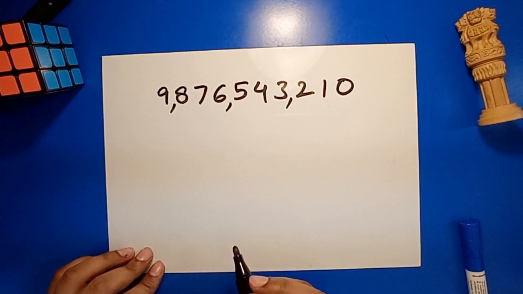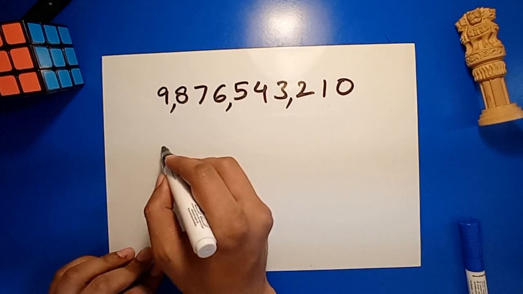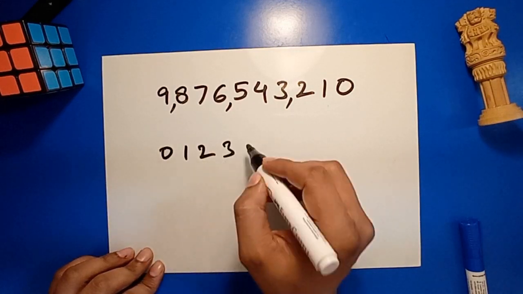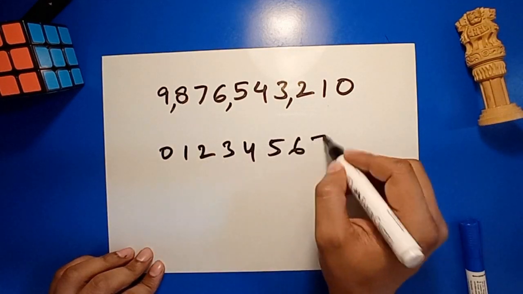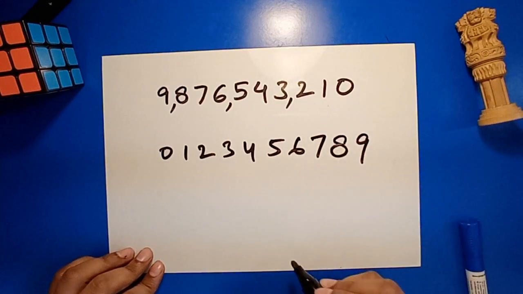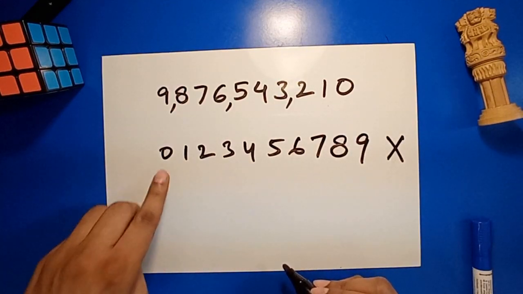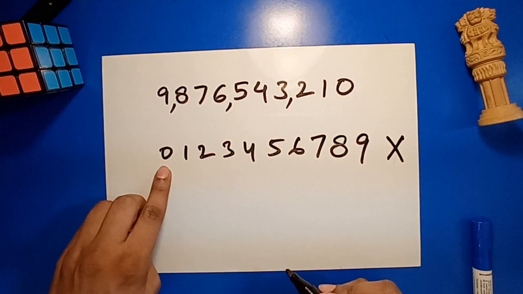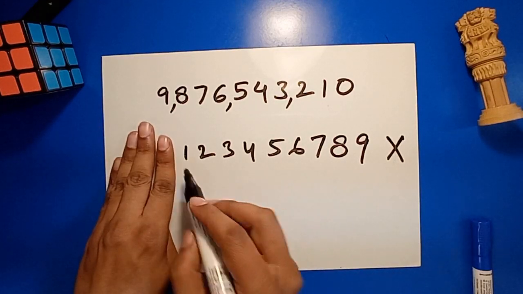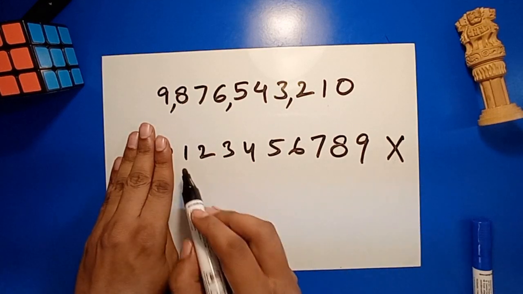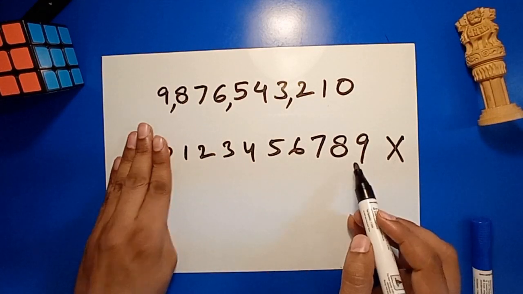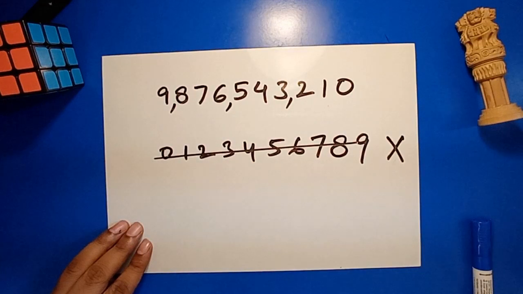It's simple, right? I'll simply reverse it. So 0, 1, 2, 3, 4, 5, 6, 7, 8, 9, and we would be wrong because we cannot start a number with 0 because the place value of 0 is 0. So this number is not a 10 digit number. This number is only a 9 digit number. So this is not the answer.